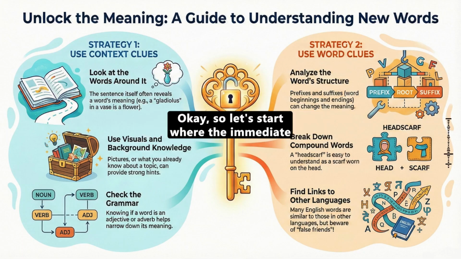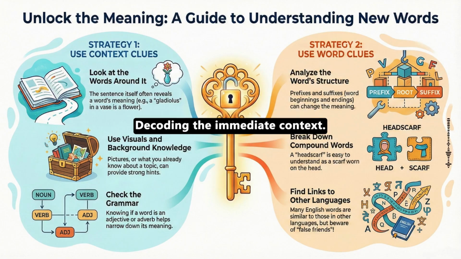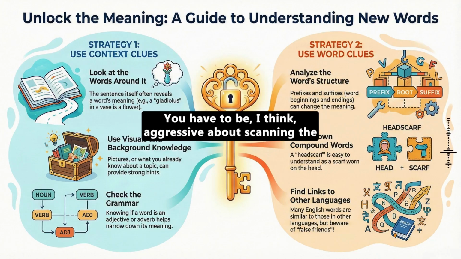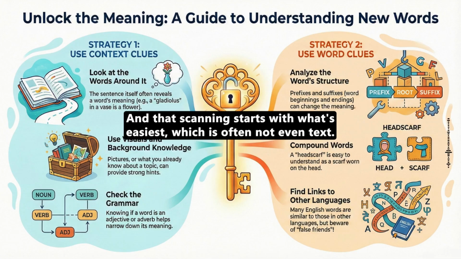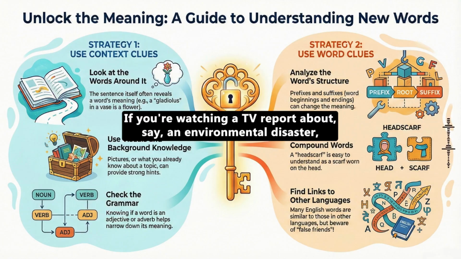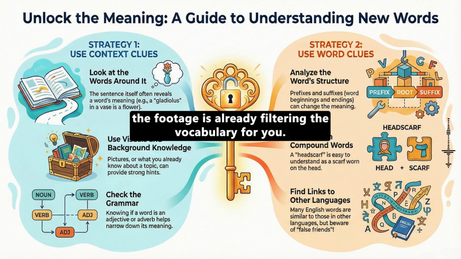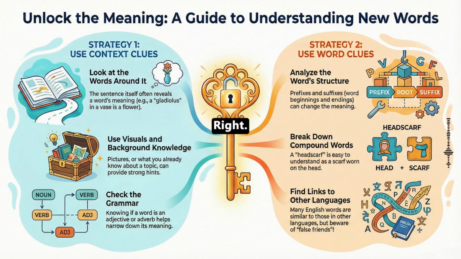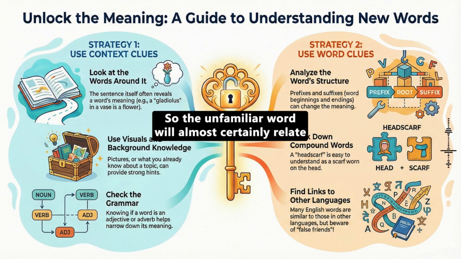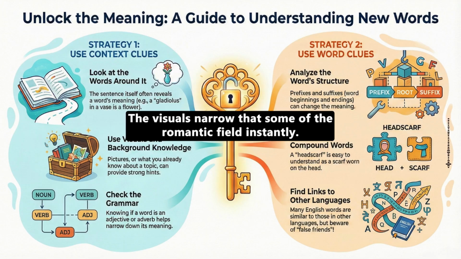Okay, so let's start where the immediate information lives, the environment around the word. Decoding the immediate context. You have to be, I think, aggressive about scanning the whole picture, not just the single sentence the word is in. And that scanning starts with what's easiest, which is often not even text. The visual stuff. The visual input, yeah. If you're watching a TV report about, say, an environmental disaster, the footage is already filtering the vocabulary for you. You see images of burning forests. Right. So the unfamiliar word will almost certainly relate to fire or ecology or government intervention. The visuals narrow that semantic field instantly.